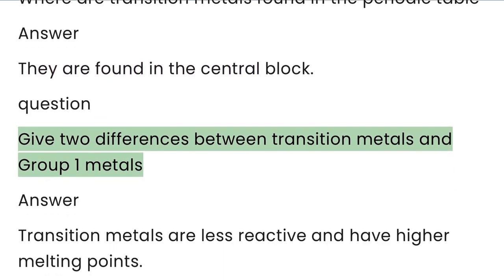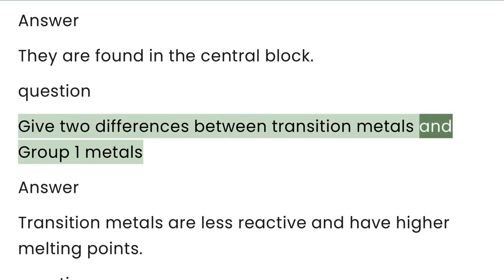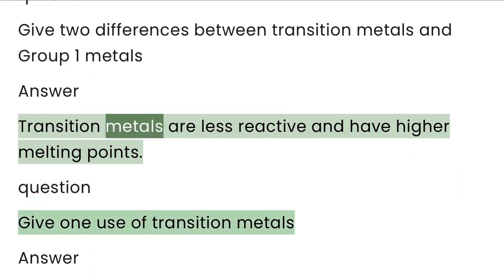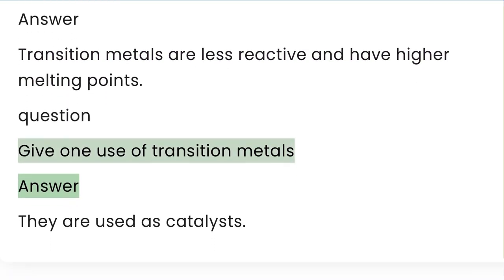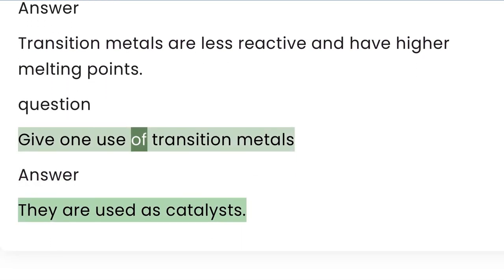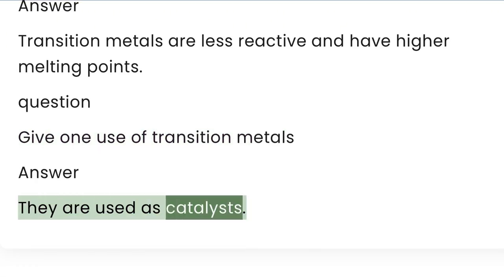Question: give 2 differences between transition metals and group 1 metals. Transition metals are less reactive and have higher melting points. Question: give 1 use of transition metals. They are used as catalysts.